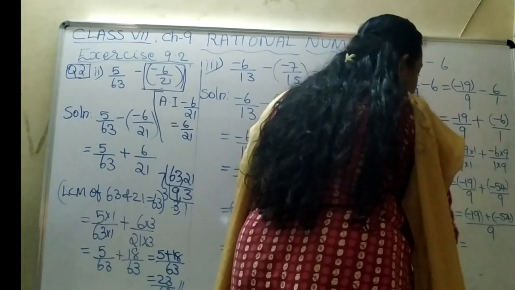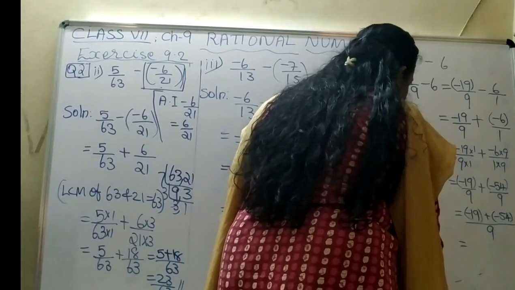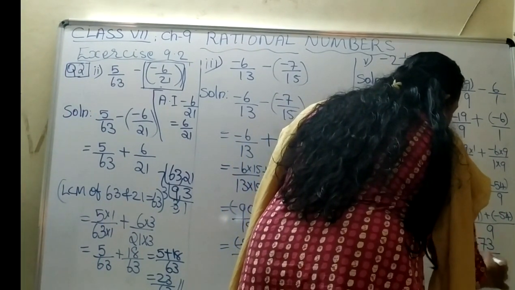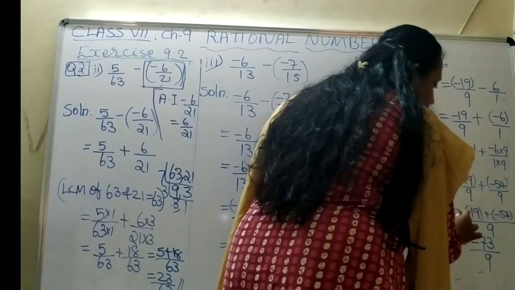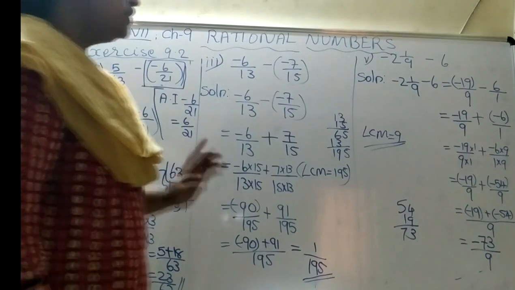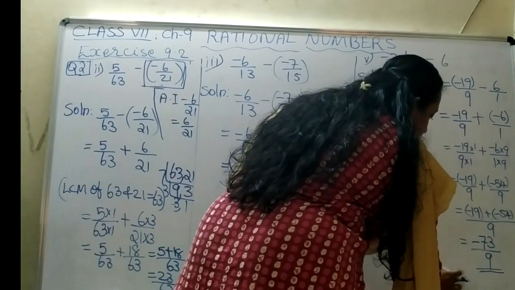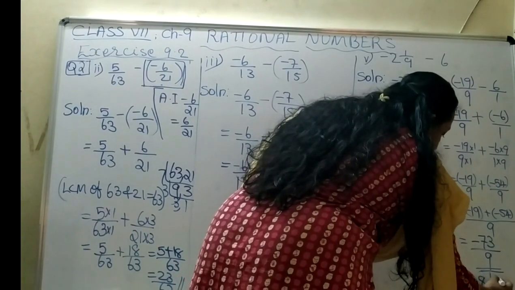So if we are adding 54 plus 19, we get 73. Minus 73 upon 9. Both are having negative sign, so we put the negative sign. So the answer is minus 73 upon 9, or it can be written as minus 8 integer 1 upon 9.